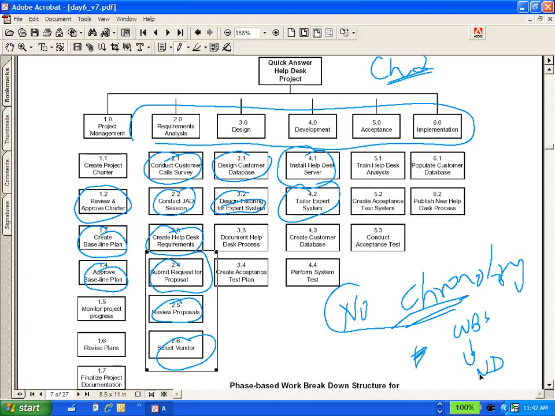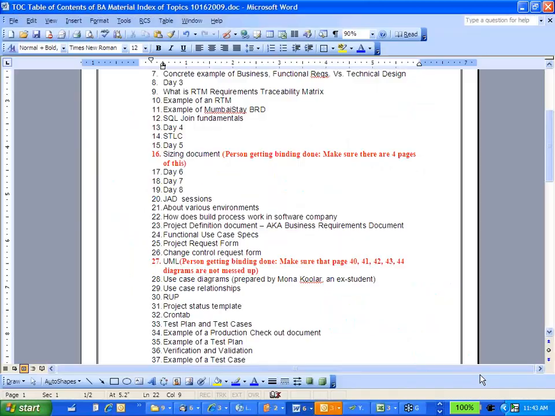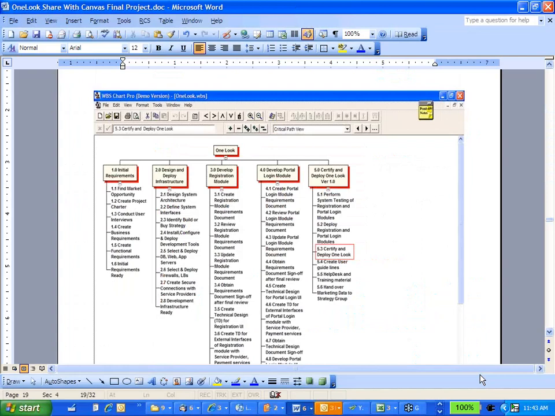Yeah. So let's go back here to the OneLook project. I know you guys are chatting using the chat, it's very obvious. I've done it all the time myself.